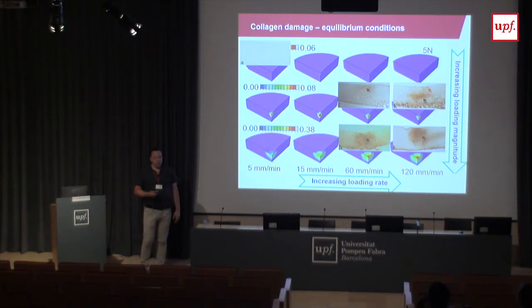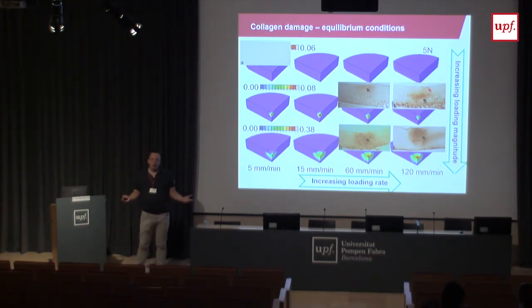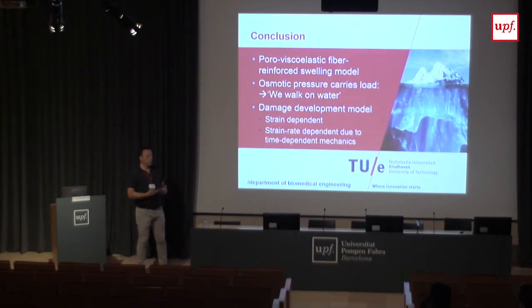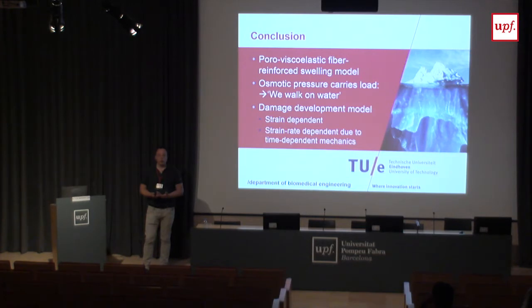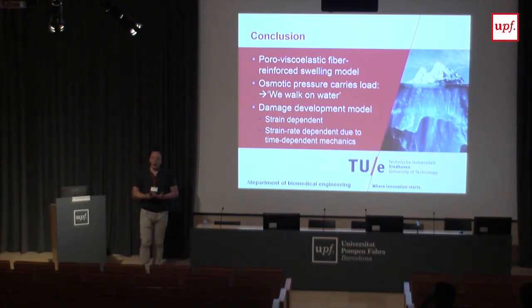The bottom line is that both in the experiment and in the model, we see strain rate dependencies. We see the same kind of patterns in where we find damage, but a full validation, I wouldn't still call it like that. But we do have a strain rate dependent damage development, even though we only have a strain dependent model. So if you then put everything together, I think I showed you how we get to our model. And I also showed you how important fluid is in this tissue.